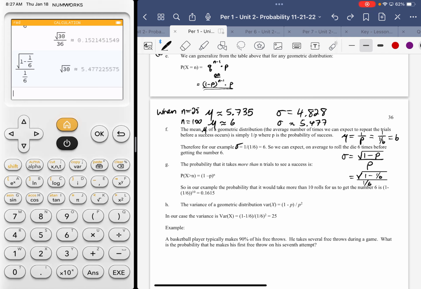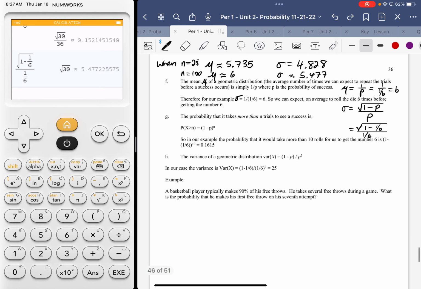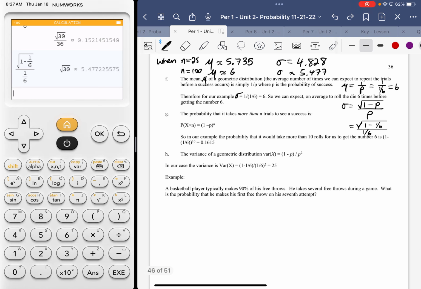Anything else in here? Yeah. So a quick example, and through this example, I'm going to show you the shortcut. A basketball player typically makes 90% of his free throws. He takes several free throws during a game. What is the probability that he makes his first free throw on his 7th attempt? Honestly, I would say it's easier than the last couple of pages made it seem.